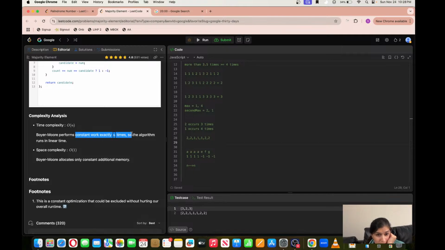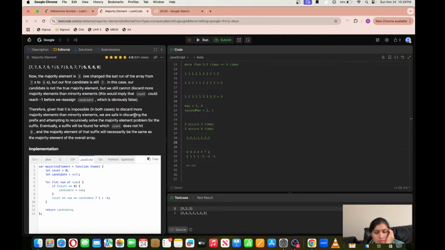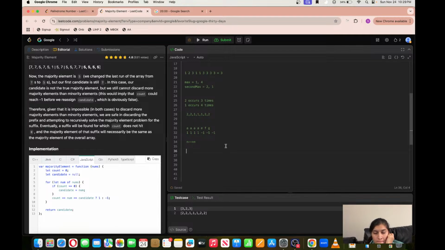It performs constant work exactly n times. So it performs this summation n times. And I was thinking that this summation will also take n time. But they are saying that this summation will take constant time. How? Interesting. So they are saying that this summation will take constant time.